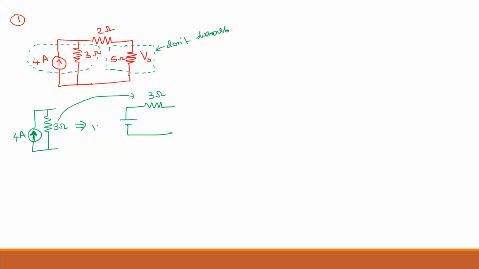Now what is the voltage? V is equal to I into R, that is 4 into 3, 12 volts. 12 volt. Now this is called source transformation. Now this I will substitute over there.